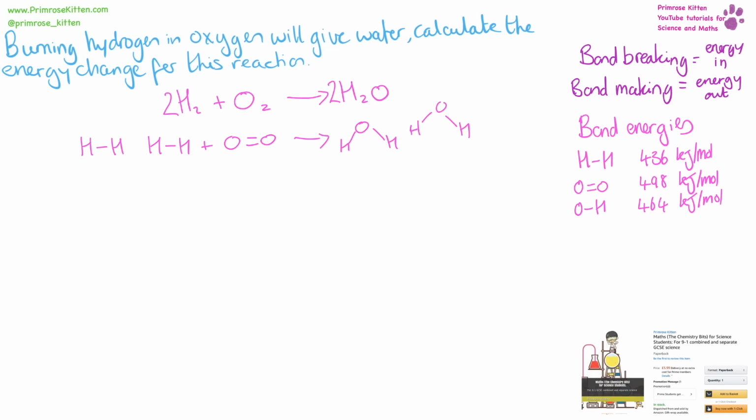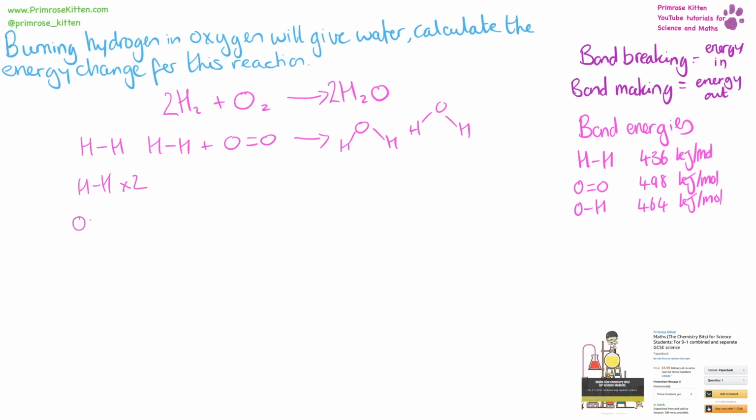And while the examiner would probably expect you to be able to work out the formulas, balance the equation and draw them by yourself, they would not expect you to recall the bond energy. The bond energies will be given to you in the exam. Next we're going to list the type of bonds that we have and the number. So we have hydrogen bonds, and we have 1, 2 of those.